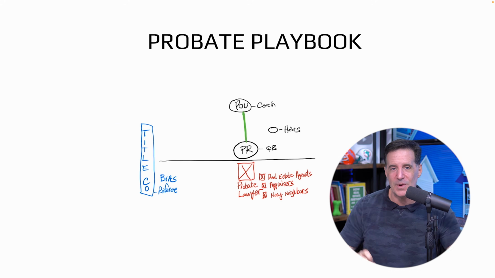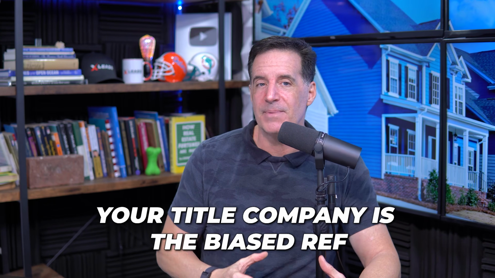Now, over on the left-hand side, on the other side, you'll see the title company. I call them the referee. I'm here to tell you, they are biased because they are on your side. You've hired them, and they are helping, giving mentoring to you, the coach. It's important you look at yourself as a coach when it comes to probates. Your PR is the quarterback. Your title company is the biased ref, and everybody else in red is on defense. If you understand this, this is how you get the best wholesale deals.